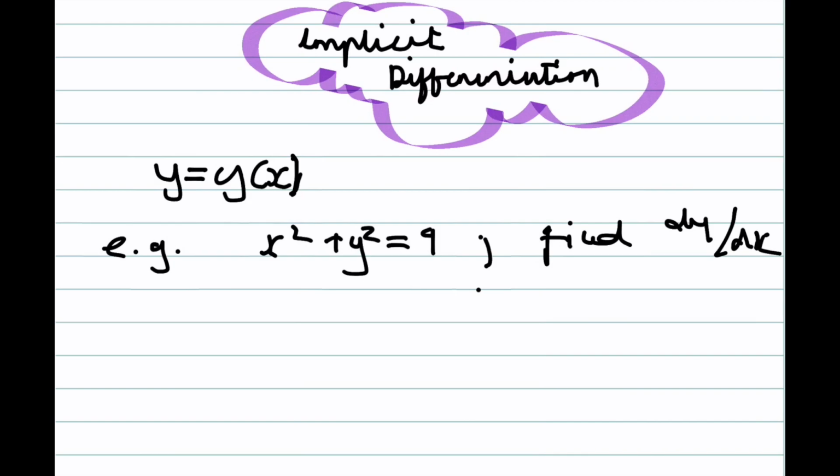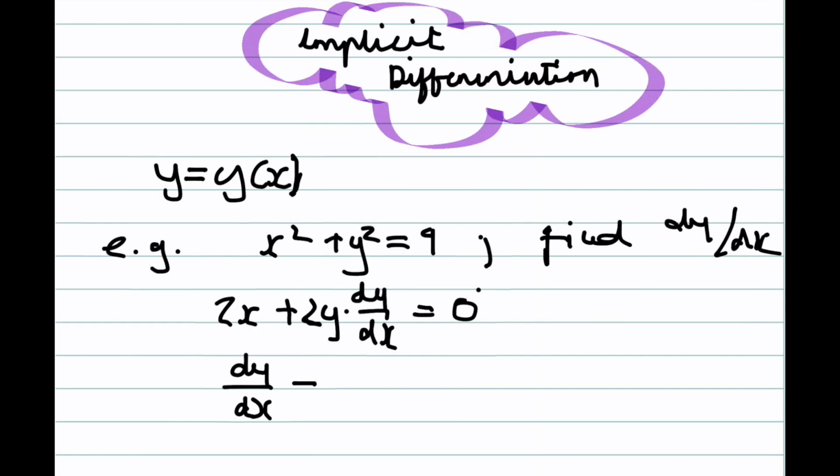Okay, let's differentiate. If we differentiate x squared, we're going to get 2x. If we differentiate y squared, we're going to have plus 2y. But because y is implicitly a function of x, we have to account by the chain rule. So times dy dx is equal to 0. Now we just need to solve for dy dx. So dy dx is equal to minus 2x over 2y, which is equal to minus x over y.